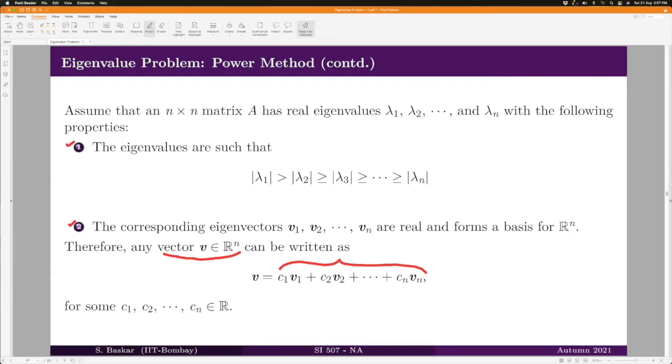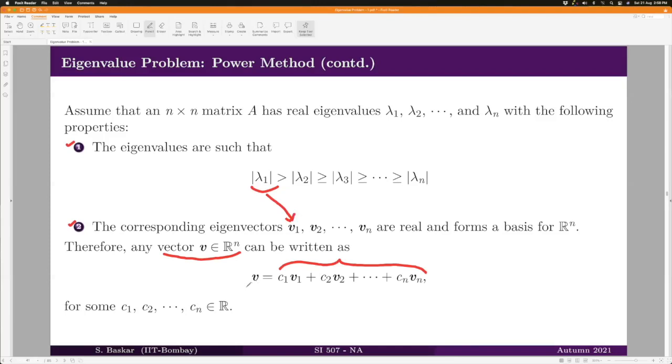The power method consists of building two sequences. One sequence is expected to converge to the dominant eigenvalue of the matrix, and another sequence is a sequence of vectors which is expected to converge to a corresponding eigenvector of the dominant eigenvalue. Let us see how to construct these two sequences.